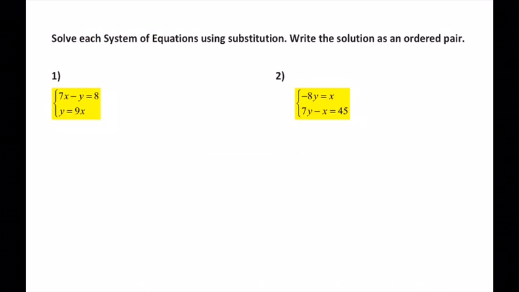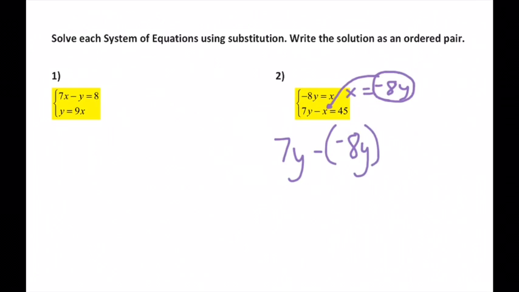So number 2, you'll notice that it says -8y equals x, but if I turn it around, it says x equals -8y. And then the other one says 7y minus x equals 45. Since this says x equals -8y, that's the same thing as x, so I can just put it right in there. So I'm going to say 7y minus, and then -8y.